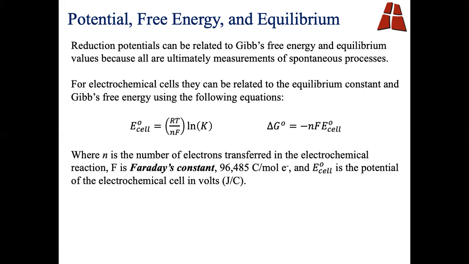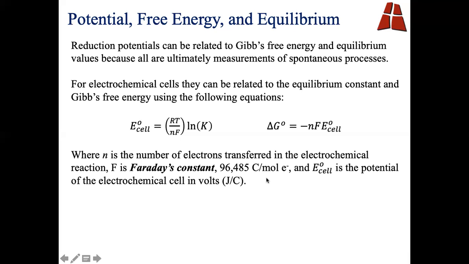So the one thing, or the two things you may need to know here, each of these reactions has a constant n, which I guess is not a constant, it's a variable. So n is the number of electrons transferred during an electrochemical reaction, whereas F is a new constant for us called Faraday's constant. And that is 96,485 coulombs per mole of electrons.